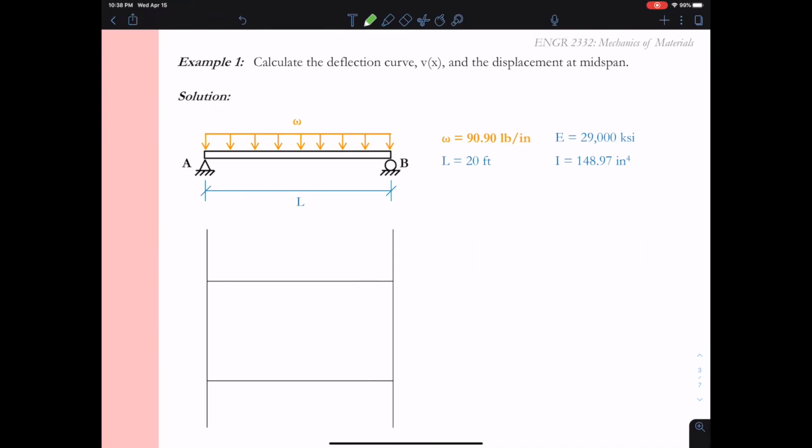Alright, so let's take a look at example 1. We have a distributed load on a simply supported beam. That distributed load is 90.90 pounds per inch, so even our example problems are getting in the spirit of 90s day. So this is the expected deflected shape.